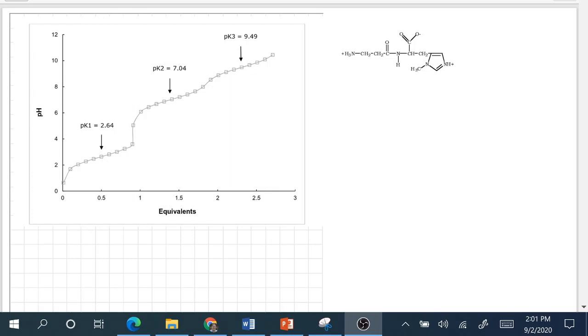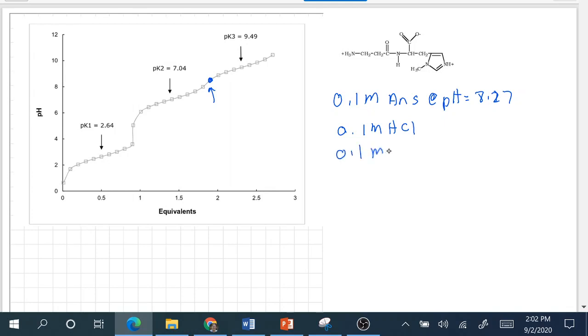So the next part of this problem asks us to prepare a stock solution. So what do we know for this? We are given a 0.1 molar stock solution of anserine at pH equals 8.27. So that is our pKa2, which is here, 8.27. We just calculated that. And we're given a 0.1 molar HCl solution and a 0.1 molar NaOH, sodium hydroxide solution.